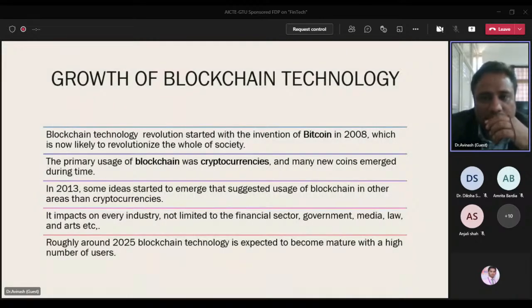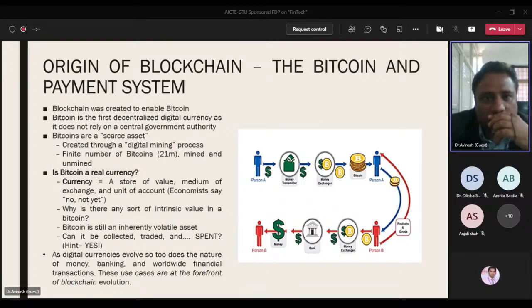So that's the reason in the recent budget the government has put a tax on cryptocurrencies, because the government has realized that many citizens of India are having cryptocurrencies with them, and in order to make that particular cryptocurrency into a white currency, they have imposed a tax of 30% on these types of currencies. So this is the origin of blockchain, Bitcoin and the payment system.